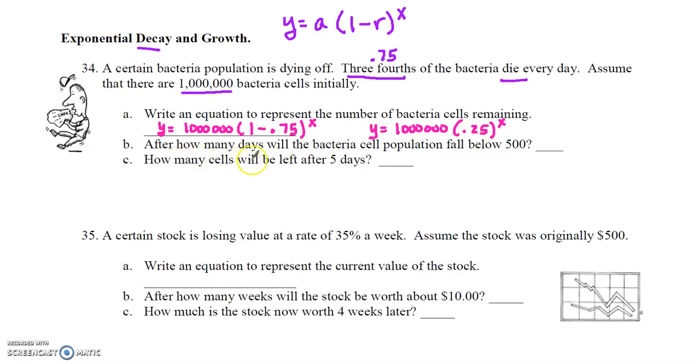Now it says, after how many days will the bacteria cell population fall below 500? So if x is the amount of time, the 500 we're going to plug into the y, because that's what we're trying to see as our answer. So there's the 1 million, the 0.25, raised to the x power. Because we're solving for x, guys, we can just put this into nsolve. So let me flip over to the calculator.